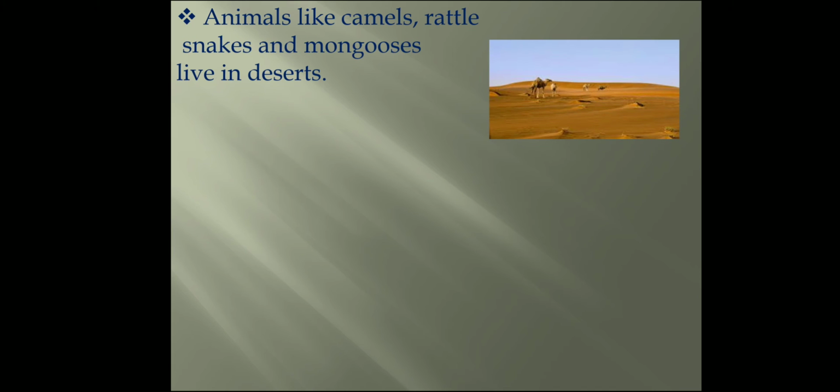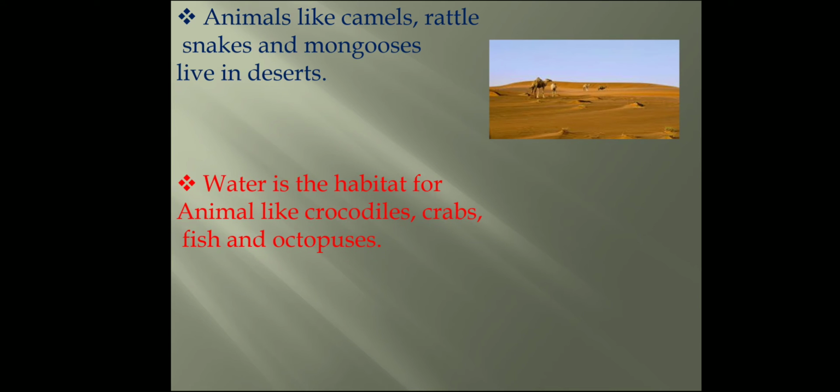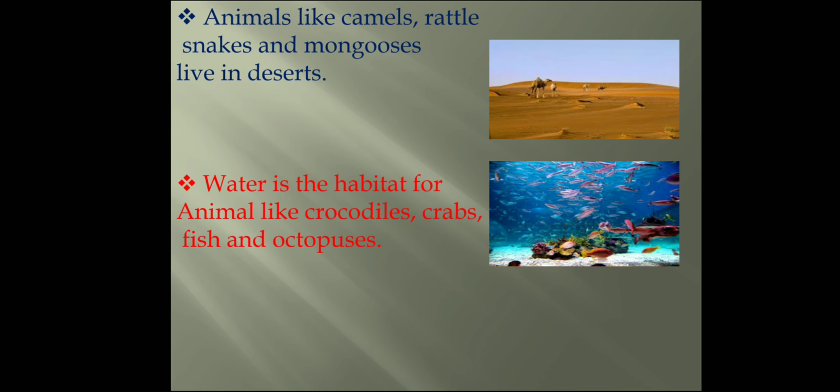Now, animals like a camel, rattlesnake, and mongoose live in a desert. I hope you can picture the desert. Water is the habitat of animals like a crocodile, crabs, fish, and octopus. They all live in the water habitat.